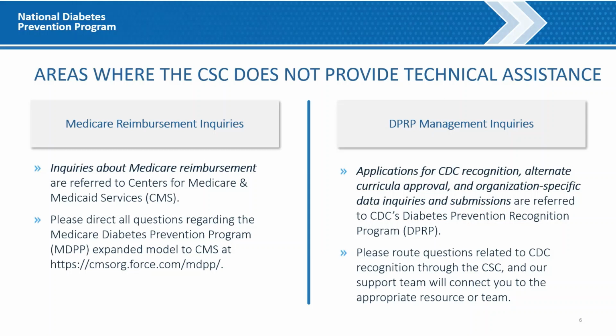As this next section covers, we have some processes that are specific to the DPRP that will continue to live outside of the CSC. To be more specific, applications for CDC recognition, alternate curricula approval, and organization-specific data questions or submission will remain direct functions of CDC's DPRP. However, if you have questions that are related to CDC recognition, you can submit them through the CSC, and our technical assistance coordinators will navigate you to the appropriate resource or team for a response.